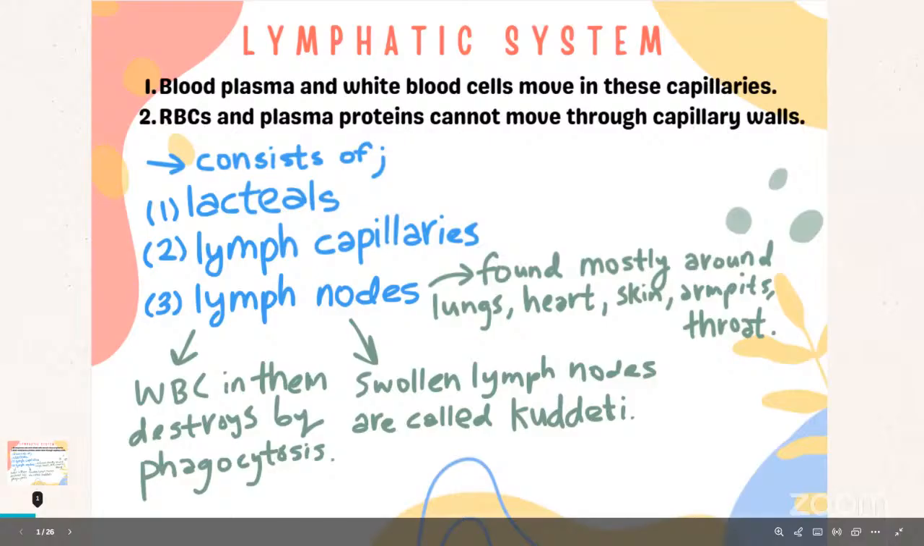Now we are going to be talking about the lymphatic system. The lymphatic system is almost similar to the circulatory system, but there are certain differences. The blood circulatory system has a pumping device, that is the heart. But in the case of the lymphatic system, we don't have such a pumping device. The fluid that is flowing in the lymphatic system is called lymph.